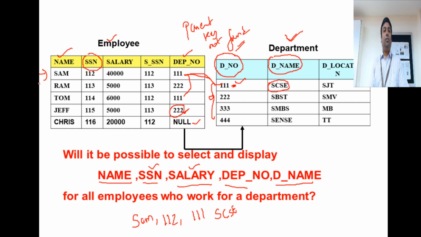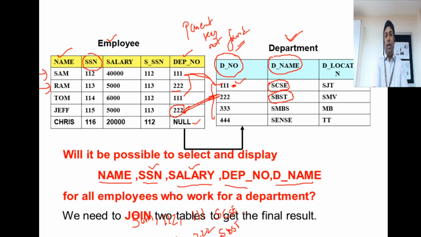If you try for the second employee, how will you perform? So we will take Ram and his SSN is 113, and to which department is he working? 222. And what we are going to do is go and search for 222 here. When a match is found, okay, this 222 matches here. So what are you going to do? Find SPST, and then you are going to put SPST.